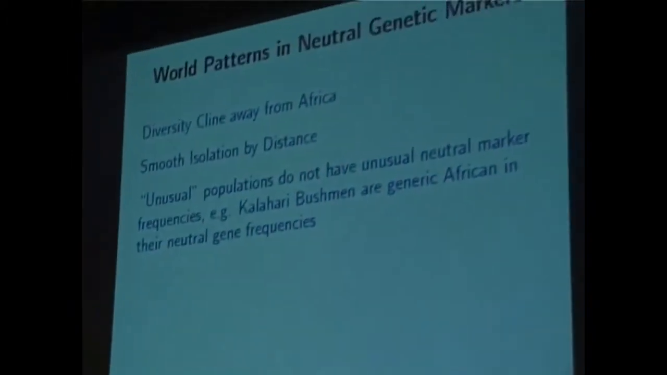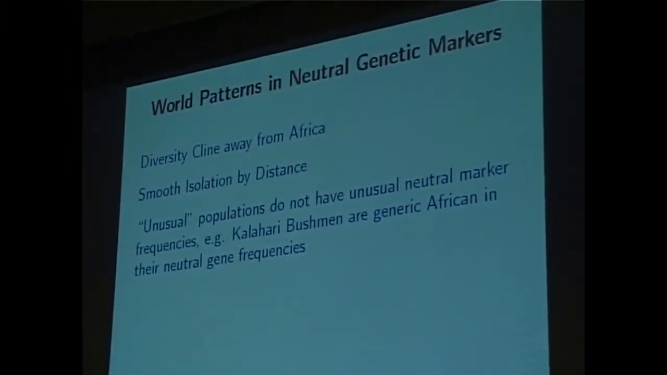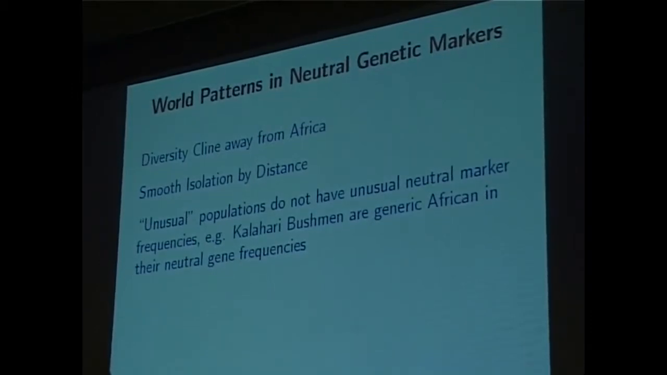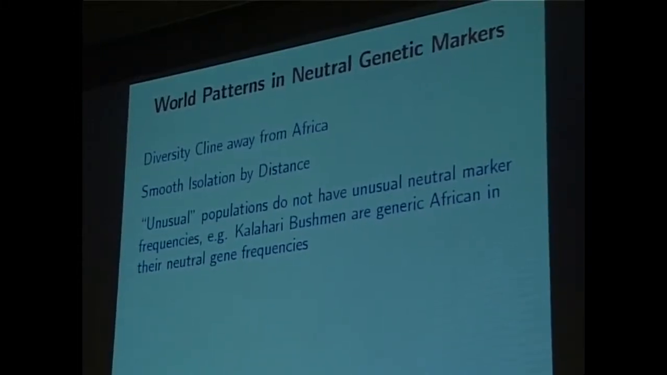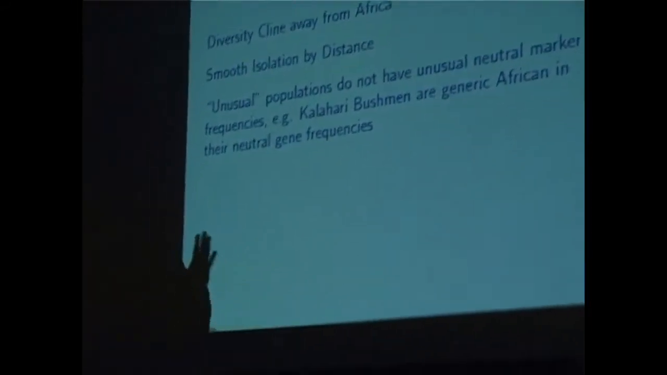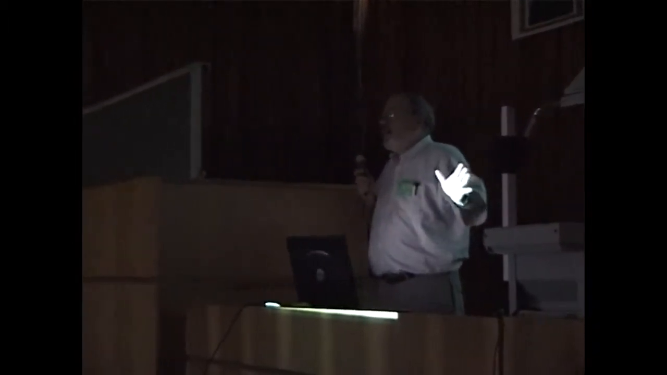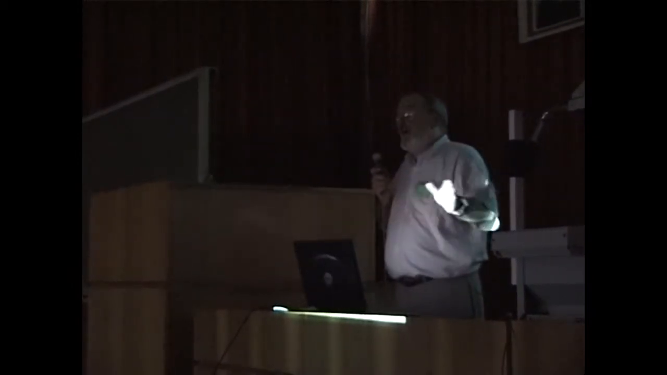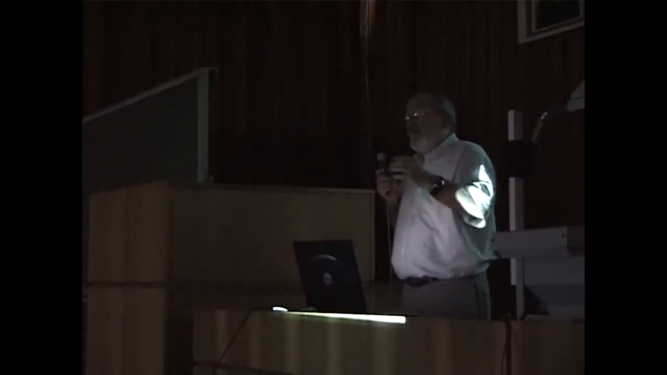Neutral genetic markers. Interesting patterns. There's a diversity decline away from Africa. There's smooth isolation by distance. And what's most interesting is that unusual looking populations do not have unusual neutral marker frequencies. Kalahari Bushmen do not look like their neighbors. They do not look like black Africans at all. If we look at their neutral markers, they're completely generic African. Look just like their neighbors. But in appearance, they don't.